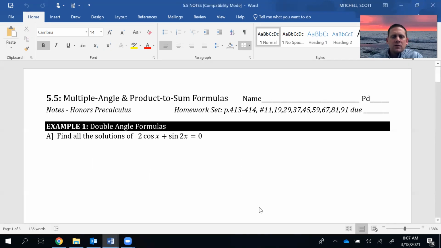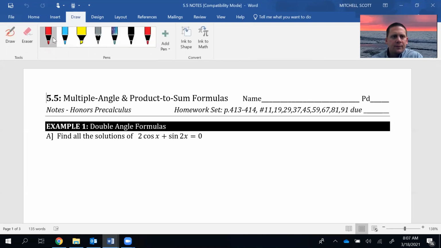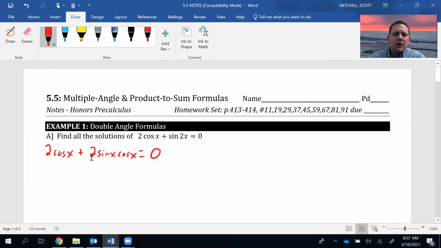Okay. So really what we're trying to do here, we have 2 cosine x plus, and we want to use our formula, 2 sine x cosine x, and that equals 0. So there's your identity, your formula. Now we just try to work to solve this.